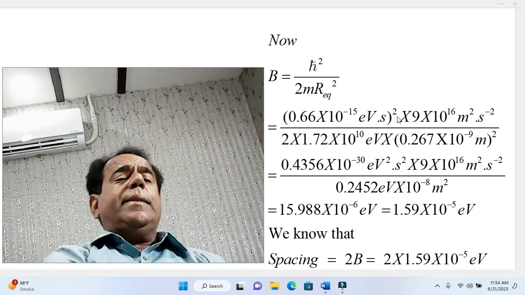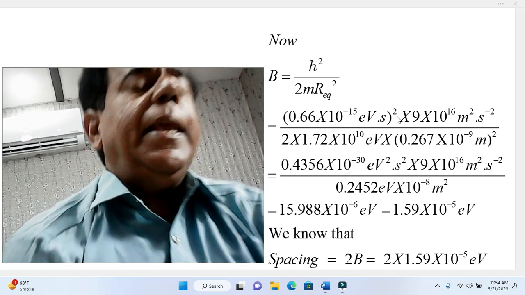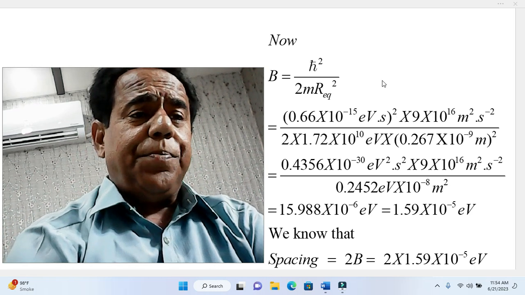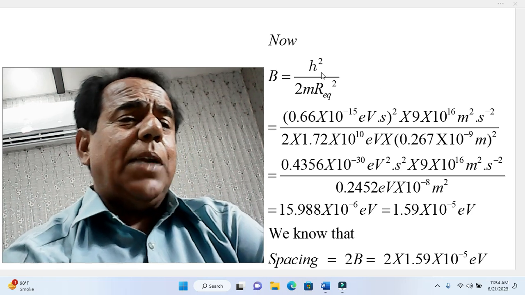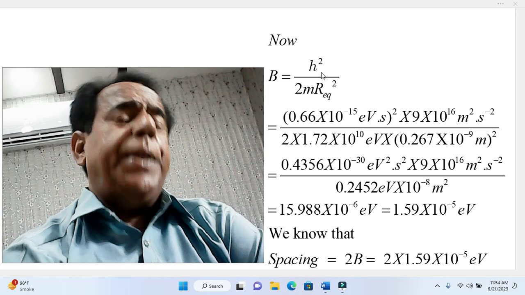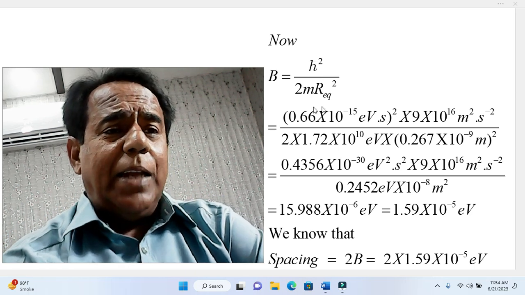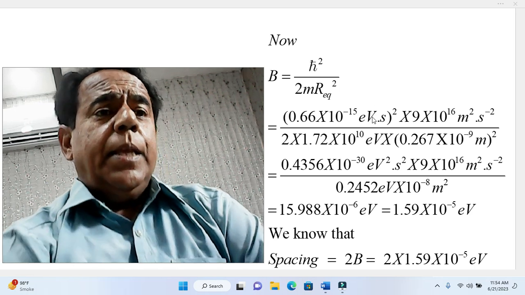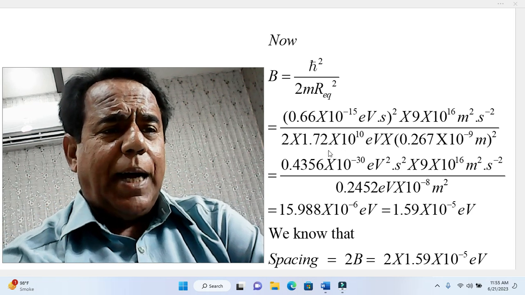Actually, dear students, in the table the value of h-cut is not given; the value of Planck's constant h is given, and we have manually divided that value by 6.28, that is 2 pi. Then the value has become equal to this, in square, divided by 2 into reduced mass.